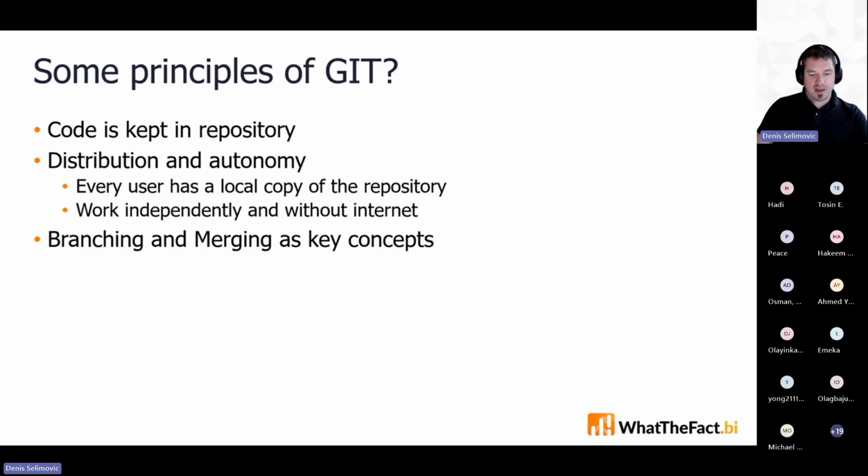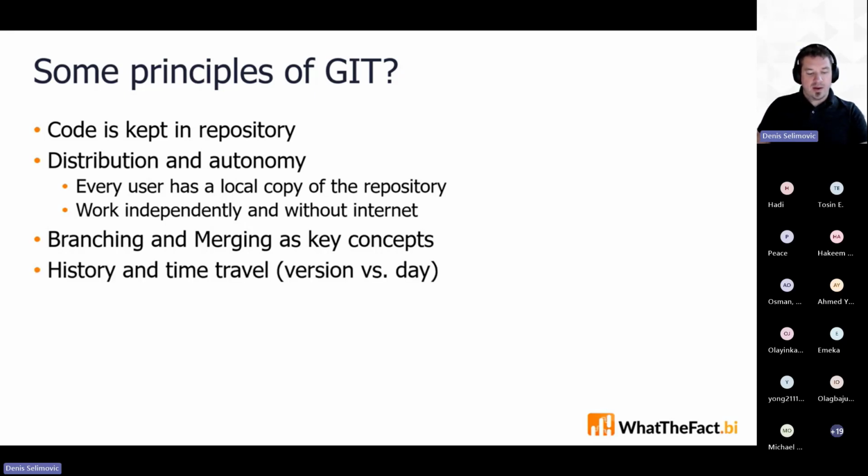Two key concepts that it has are branching and merging. We will get to know both concepts soon. Branching more or less means I develop one feature. So I work on a copy of the code. I develop my feature, like a new DAX measure. And once I'm finished, I merge this again. So I put back my code to the main branch, to the original main branch that has all of the releases.